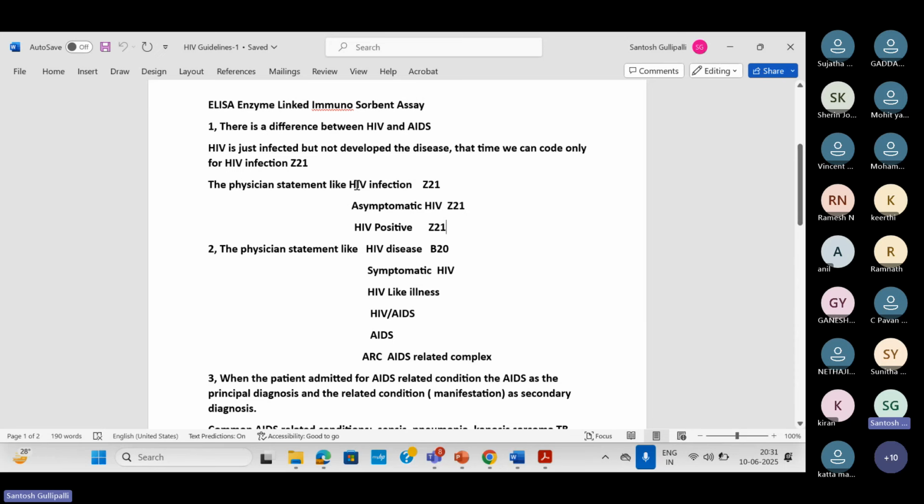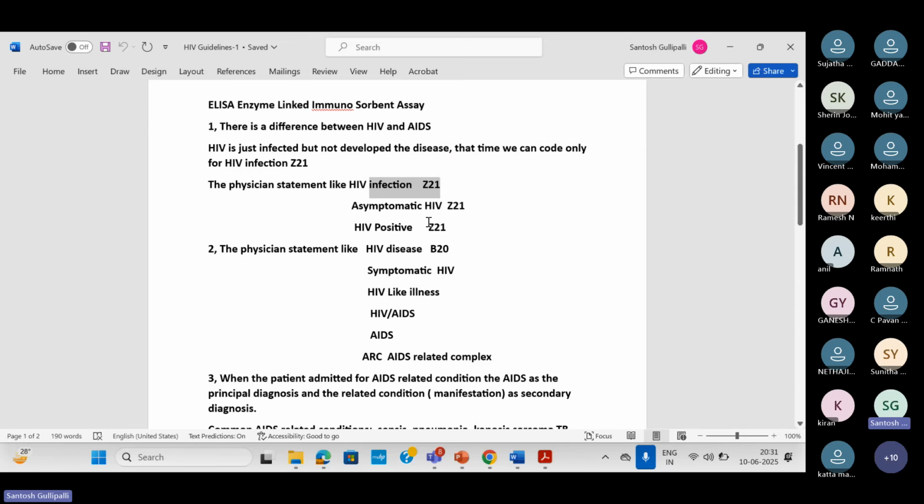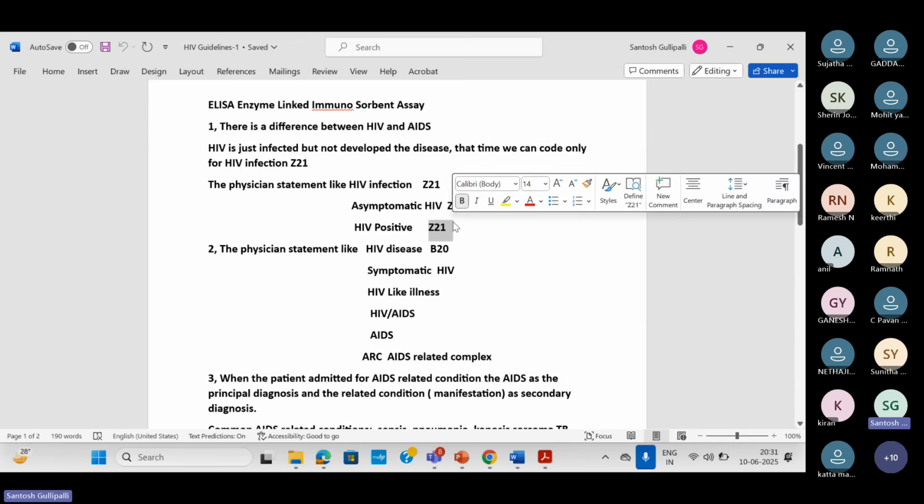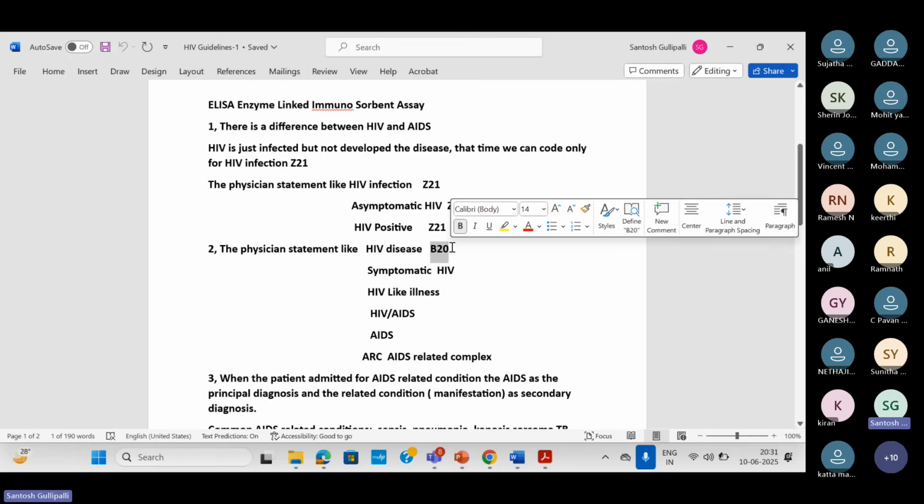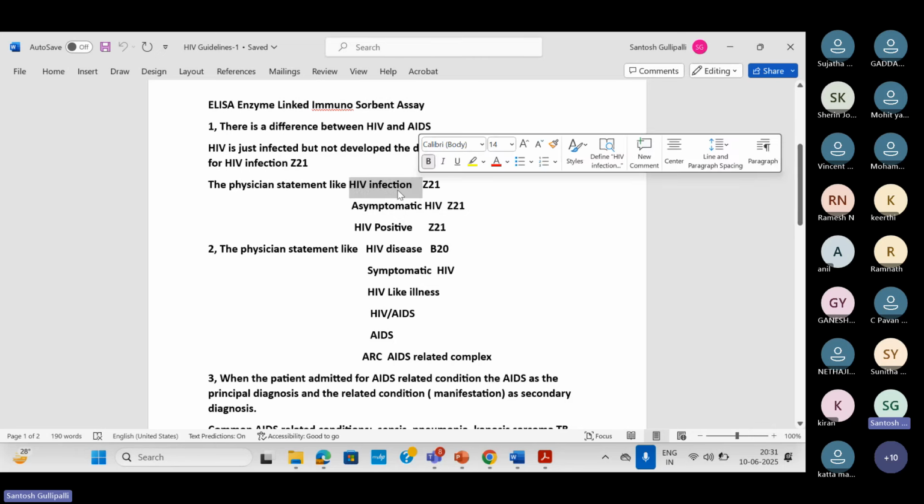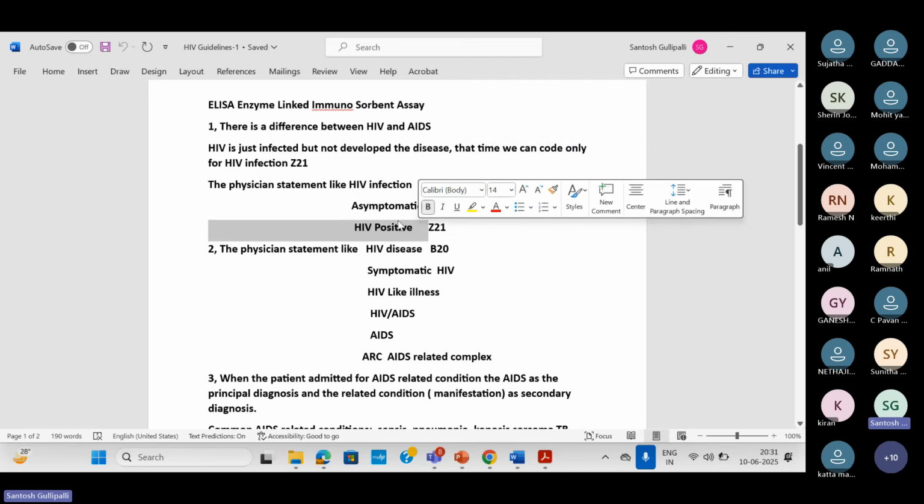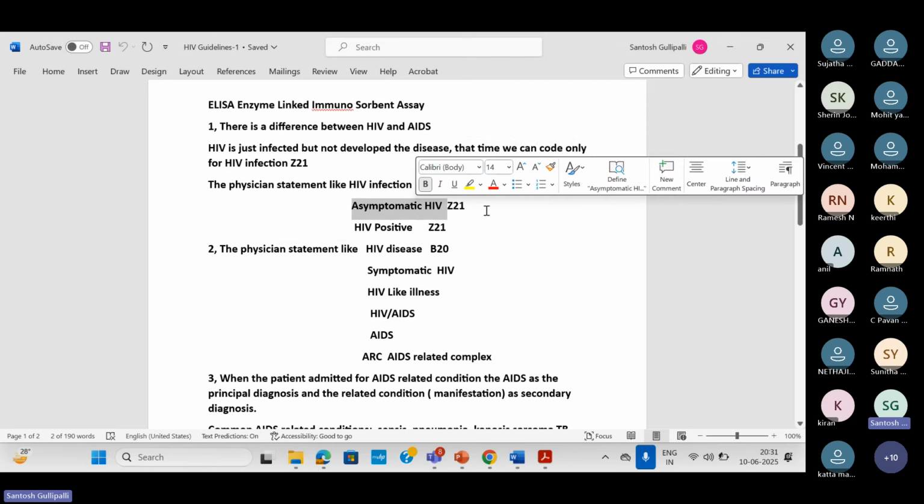This is very, very important. In AIDS, mainly the HIV infection code is G21 and the AIDS code is B20. The main concept is when to assign B20 and when to assign G21. When the physician statement is like HIV infection, HIV positive or asymptomatic HIV, we assign G21.